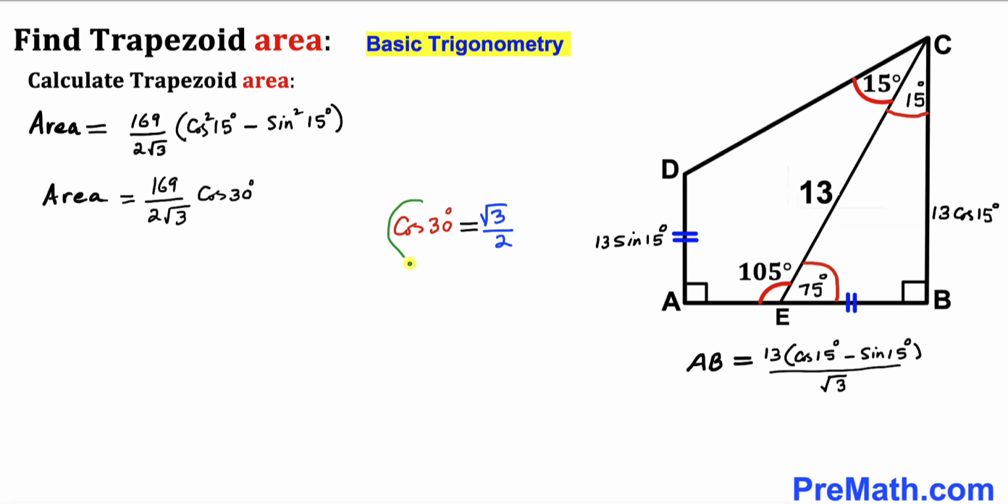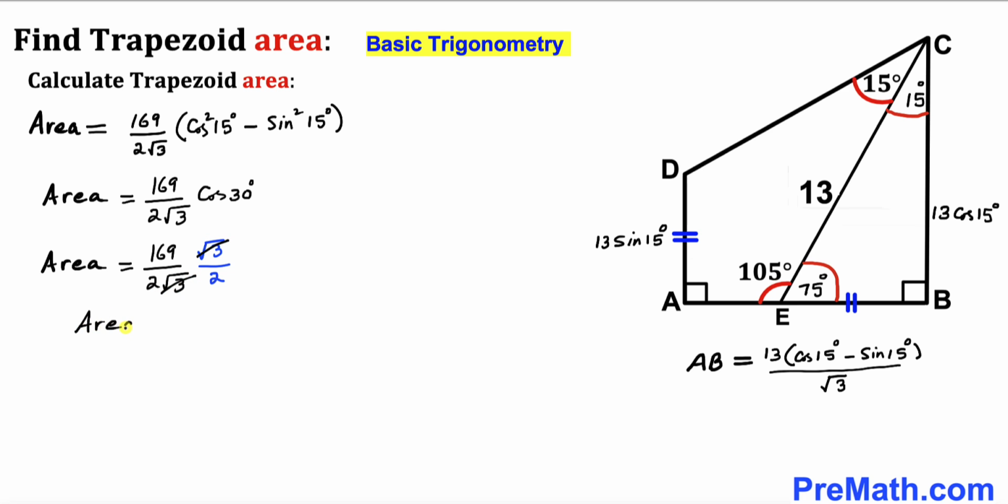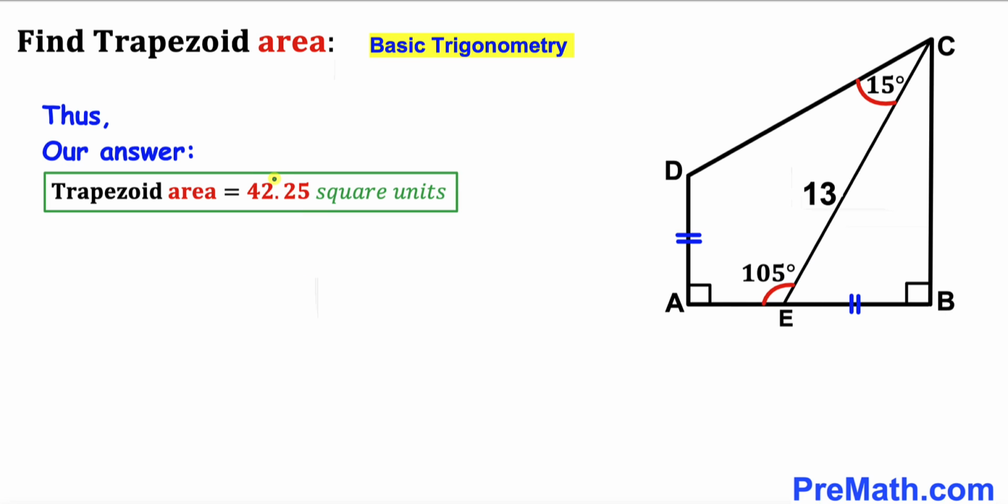And now we know that cosine of 30 degrees is square root of 3 divided by 2. So therefore, I am going to replace this one by square root of 3 divided by 2. As you can see in this next step, I have replaced this cosine of 30 degrees by square root of 3 divided by 2. And now we can see this square root of 3 and this square root of 3 is gone. So therefore, the area of this trapezoid turns out to be 169 divided by 4, and that is going to be equal to 42.25. So thus the area of this trapezoid ABCD turns out to be 42.25 square units.